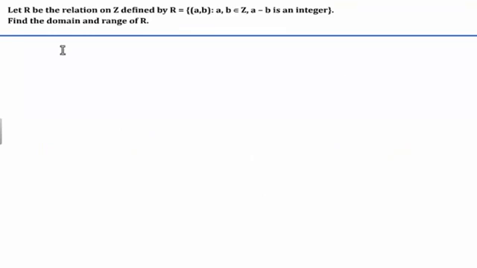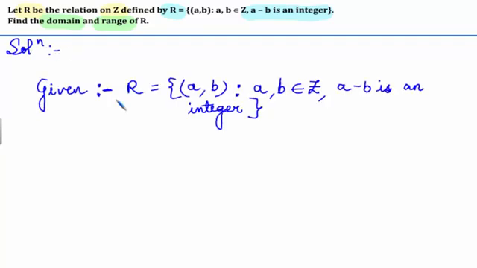This question says, let R be the relation on Z defined by R is equal to {(A, B) such that A and B both belong to Z, the set of integers, and A minus B is an integer}. You have to find the domain and range of R. Let us see how to proceed with the solution of this question. So it is given that R is equal to {(A, B) such that A and B both belong to Z, the set of integers, and A minus B is an integer}.